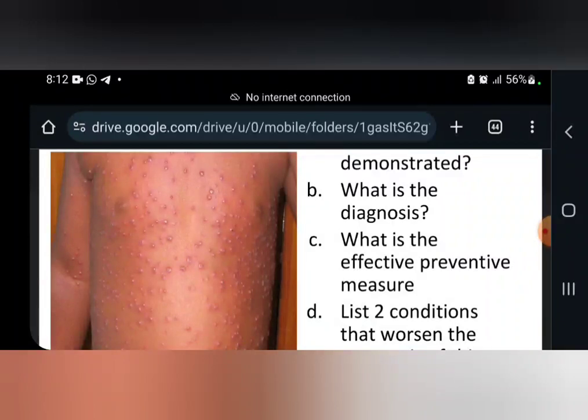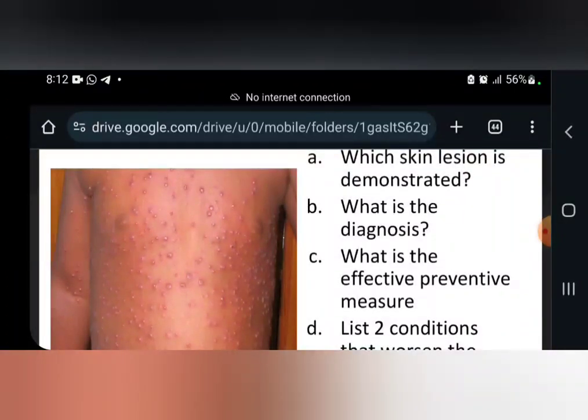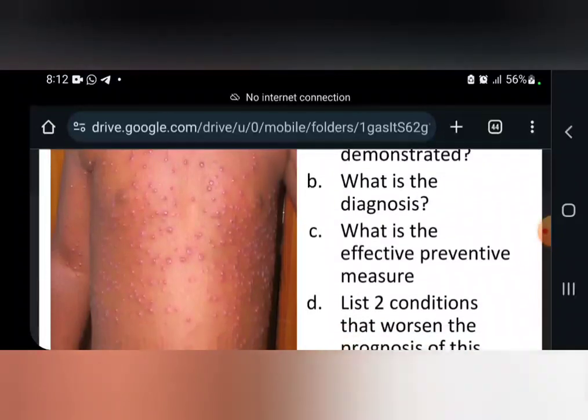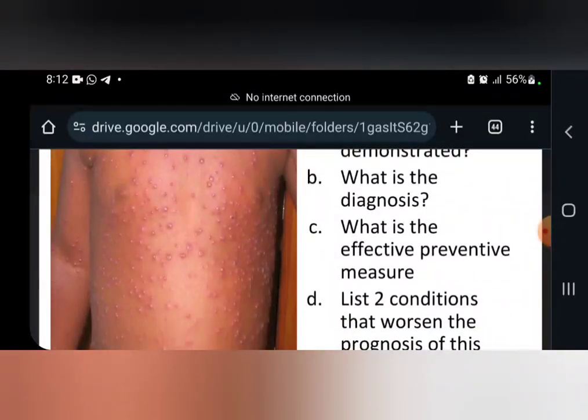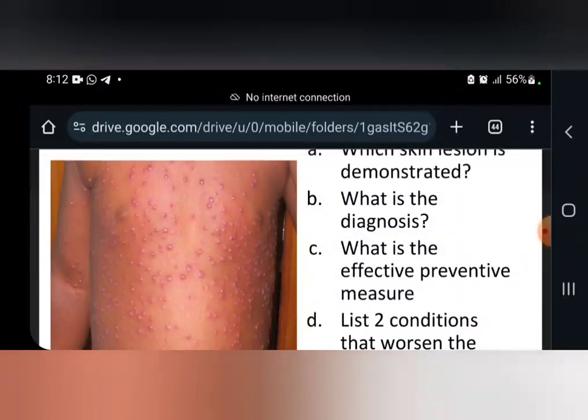So I hope I've said all the different characteristics. In this case, you can just see raised lesions like papules. We have raised lesions containing fluid, like vesicles. And we have also flat lesions, but we don't have flat lesions here. We can have some pustules, which are raised lesions containing pus.